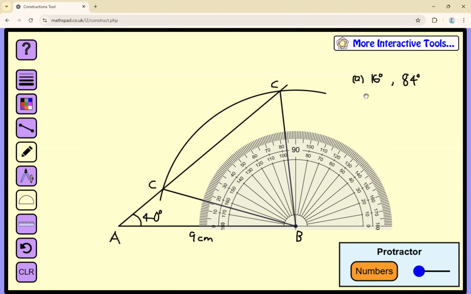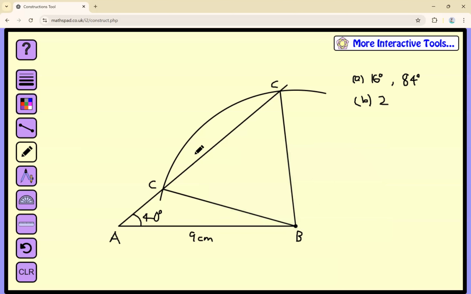Then for part B, of course, we already know the answer. There are two possible triangles that we can draw. So remember, bring your protractor, bring your compass, and then do the drawing. It's not that difficult. Just do some practice on your own. Now let's go back to the next question. This one.